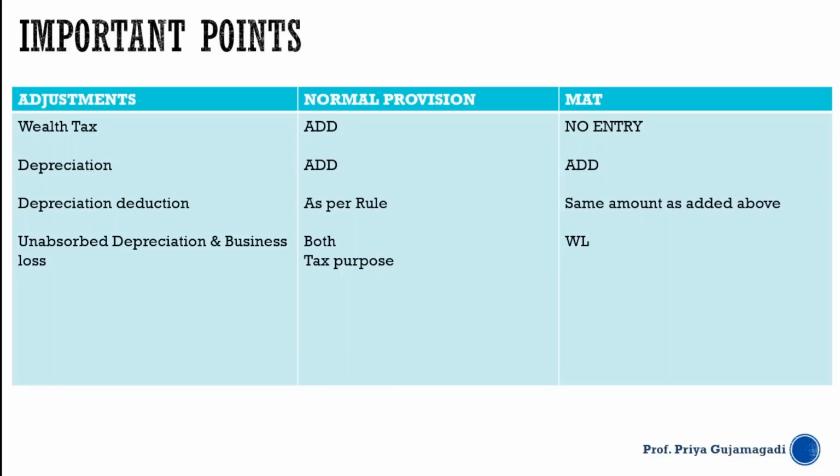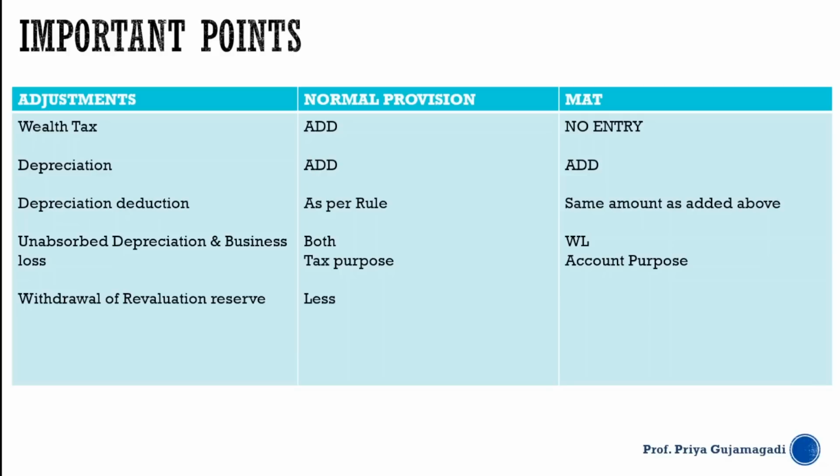And in MAT, whichever is less, unabsorbed depreciation or business loss, that we have to minus. Whatever is given for accounting purpose, that we have to take. Withdrawal of revaluation reserve: if in a question withdrawal of revaluation reserve is given, then under normal provision we have to minus it directly.